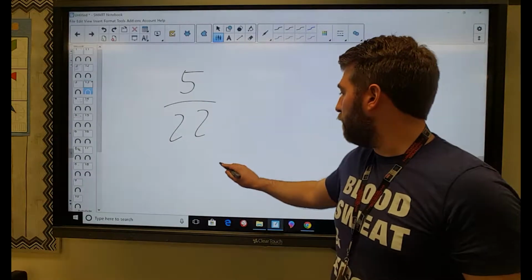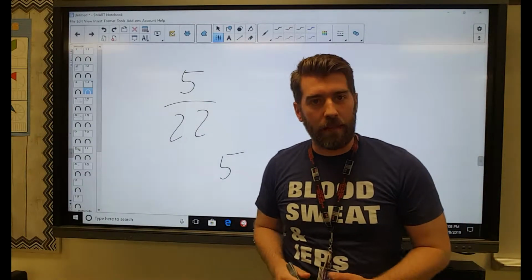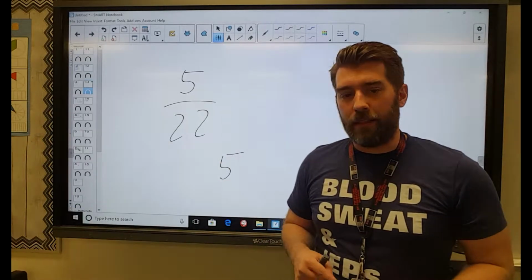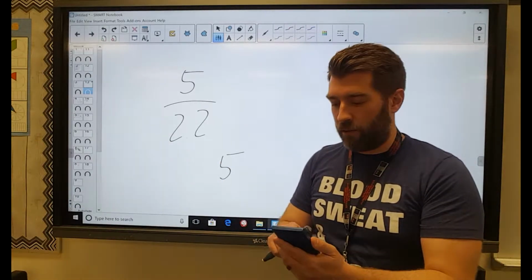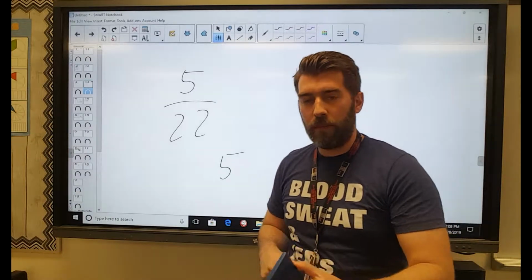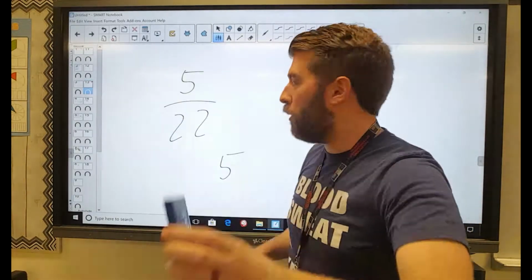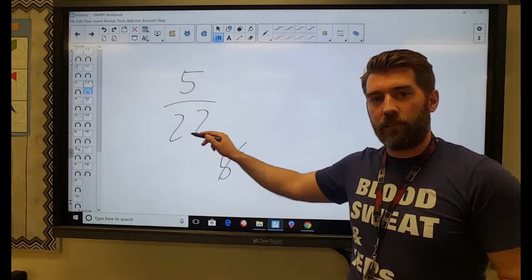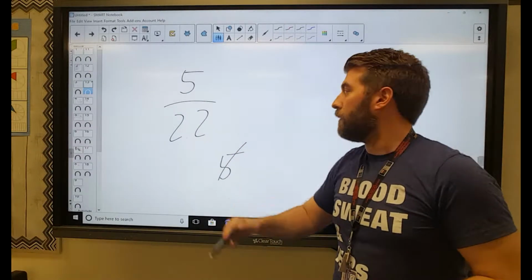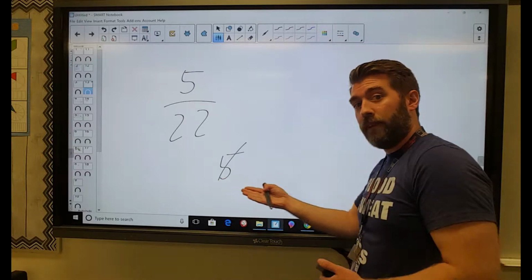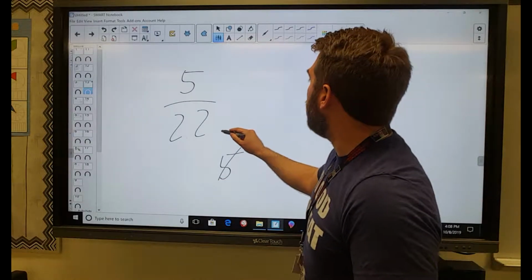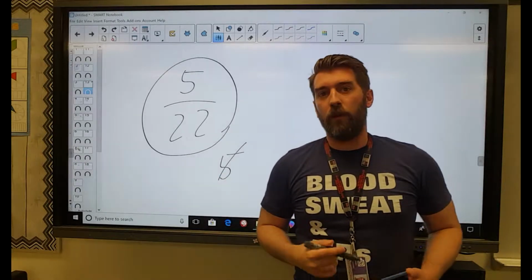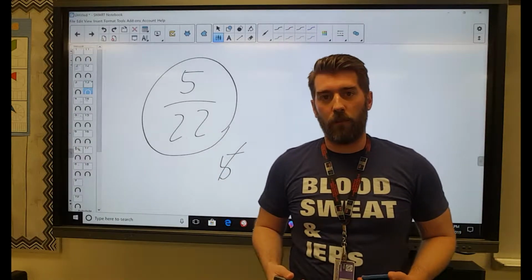So again, we're going to put 5, and like we talked about in the last example, 5 is the only factor. So we're going to go ahead and try to divide that into 22. So 22 divided by 5. Got a decimal number, 4.4. So 5 does not divide into this denominator evenly. That means, and because we don't have any more factors, that means that 5 over 22 is already the reduced form. We also call that lowest terms.